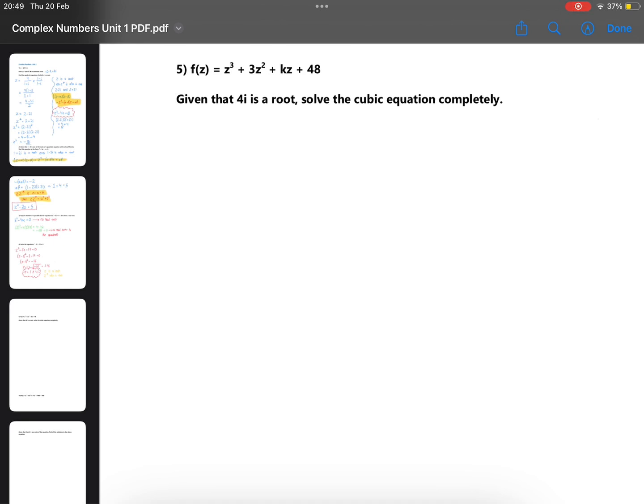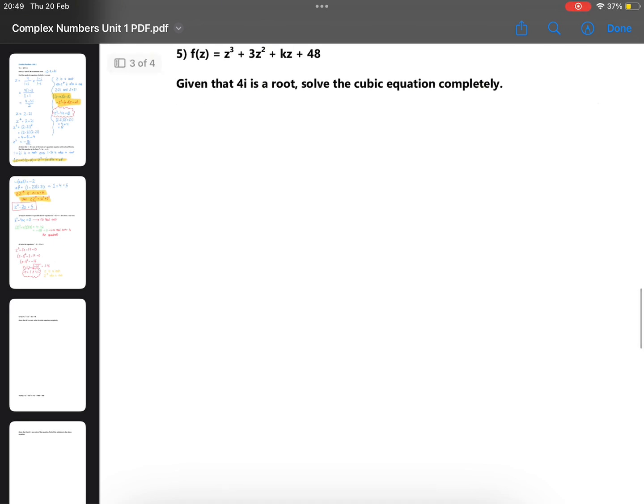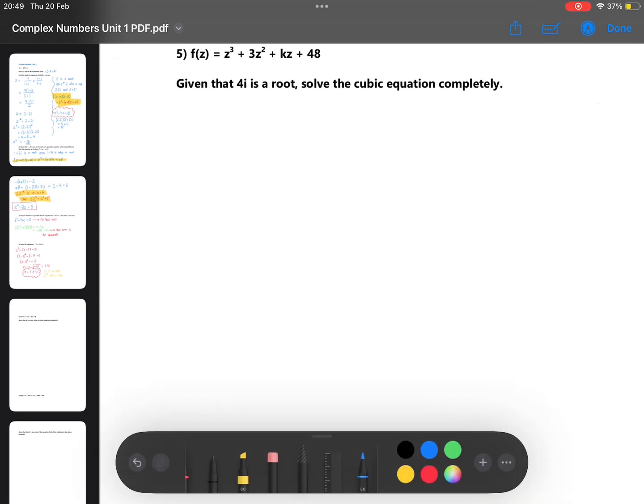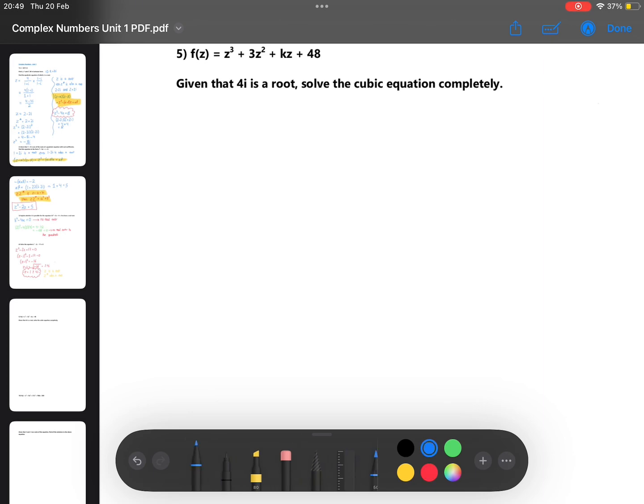So we have a cubic equation here. f of z equals z cubed plus 3z squared plus kz plus 48. And we've been told that 4i is a root and we need to solve completely the cubic equation. So for this we are going to use the idea that, again, if 4i is a root, then minus 4i is also a root.